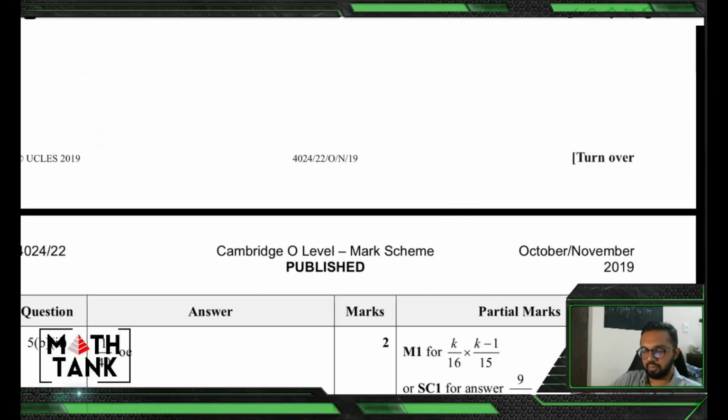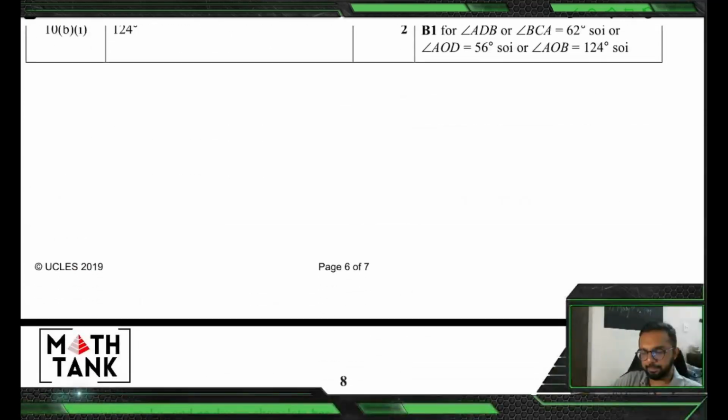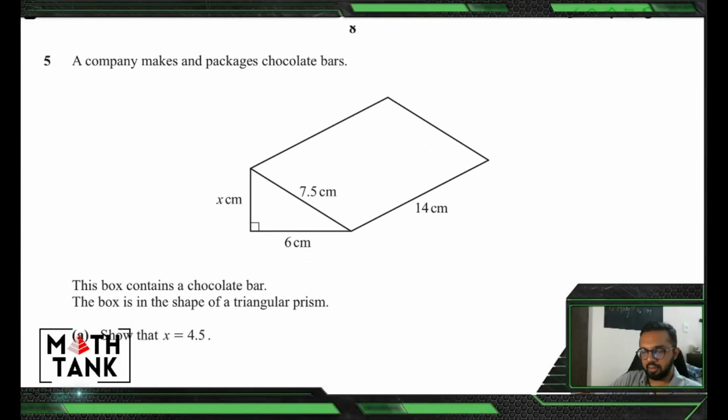Okay, moving on. A company makes and packages chocolate bars. Okay, this box contains a chocolate bar. The box is in the shape of a triangular prism. Show that x equals 4.5.